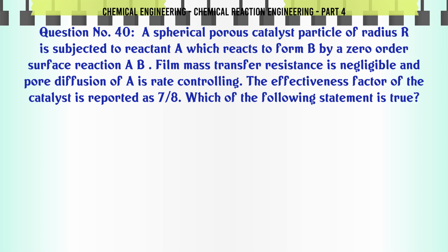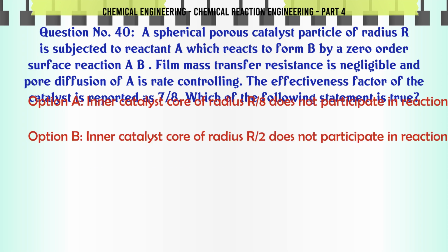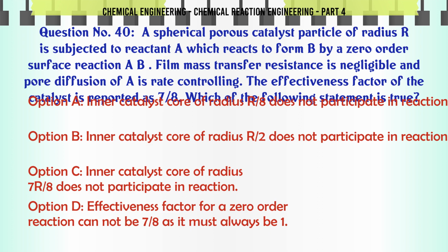A spherical porous catalyst particle of radius R is subjected to reactant A which reacts to form B by a zero-order surface reaction A to B. Film mass transfer resistance is negligible and pore diffusion of A is rate controlling. The effectiveness factor of the catalyst is reported as 7/8. Which of the following statements is true?